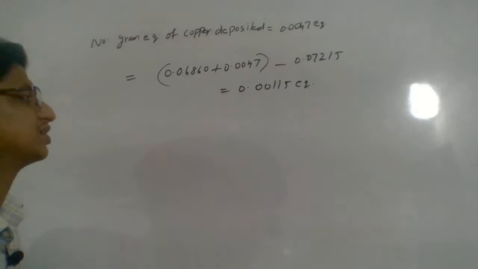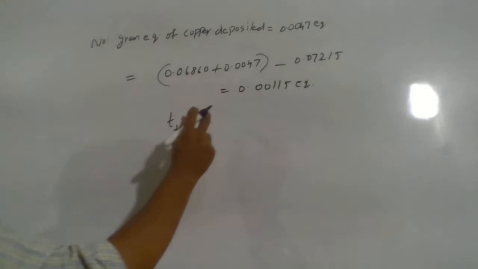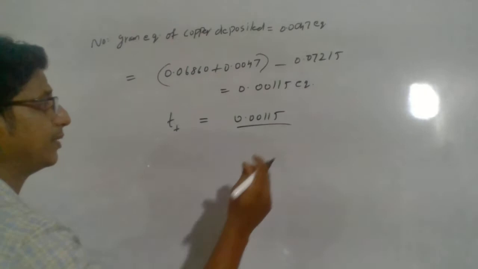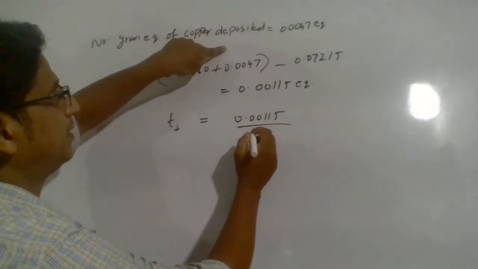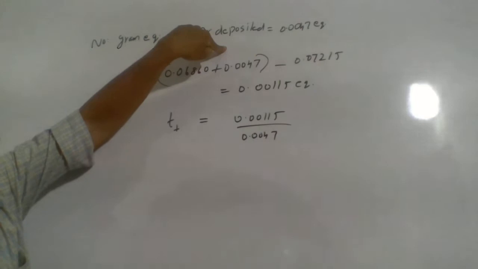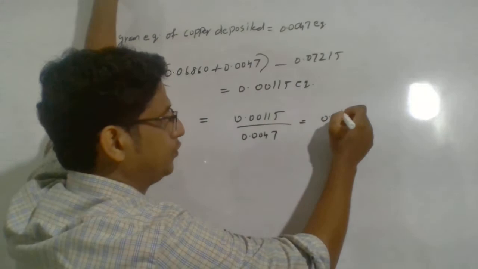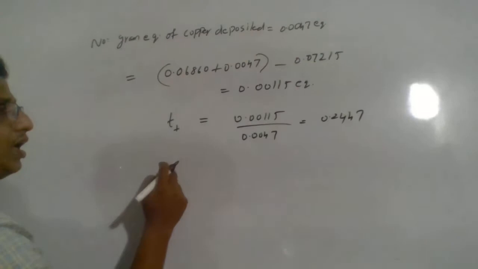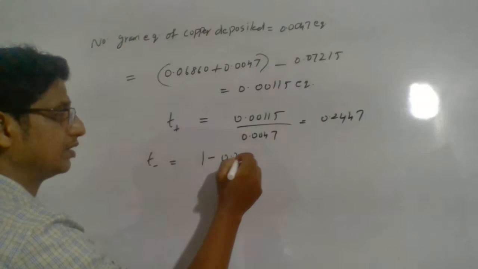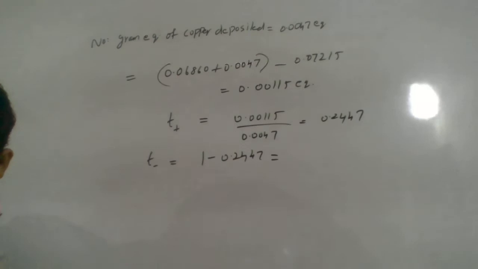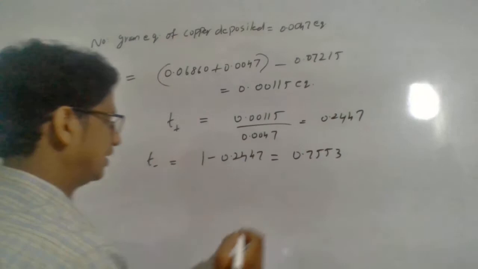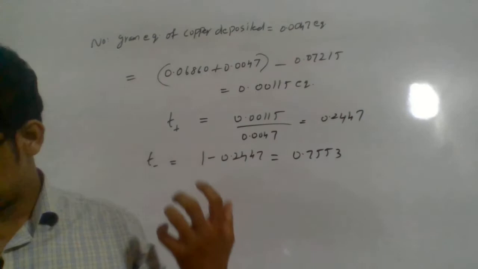So now you can find the transport number. The transport number T plus is equal to the falling concentration 0.00115 divided by the total falling concentration, which is exactly equal to the amount of copper that is deposited, 0.0047. Do that calculation and you will get 0.2447, which is the transport number of the cation. Having got the transport number of the cation, you can find the transport number of the anion by 1 minus 0.2447. So that will come around 0.7553, which is the transport number of the anion. So you got the transport number of the cation and the transport number of the anion.